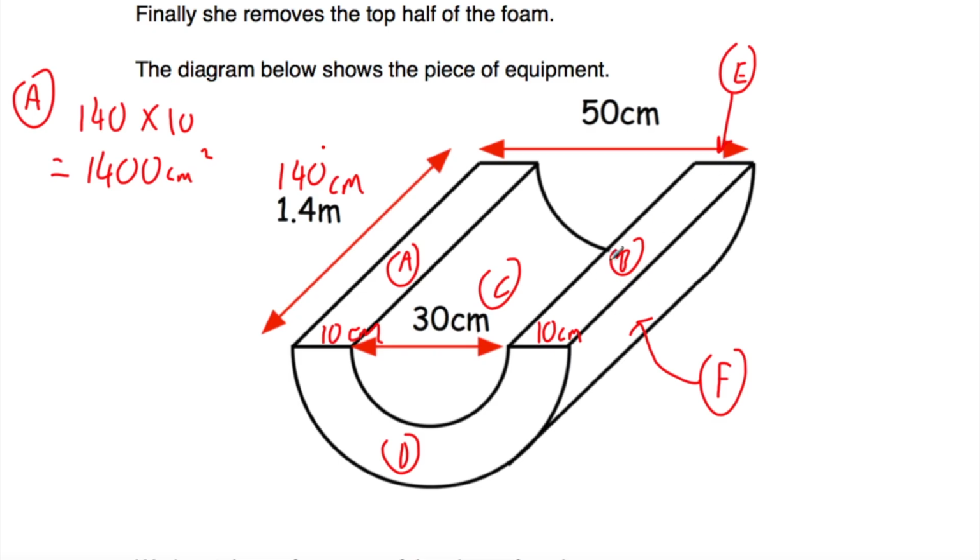And B, if we look at it, is actually identical to A. It's got the same length and the same width. So B would also have an area of 1,400 centimeters squared. So we've got the areas of A and B.